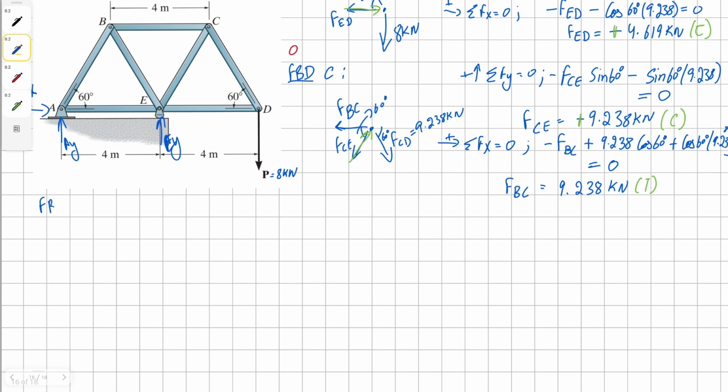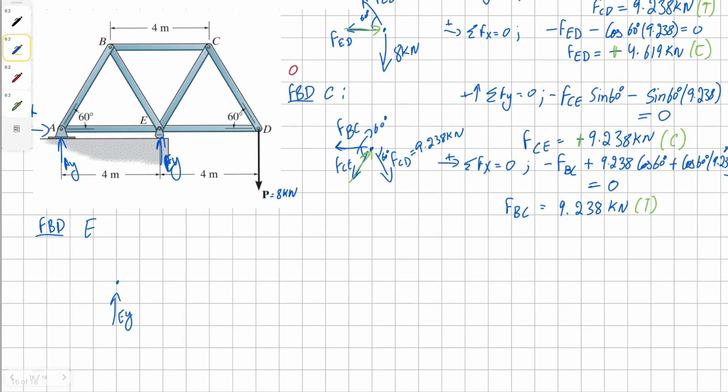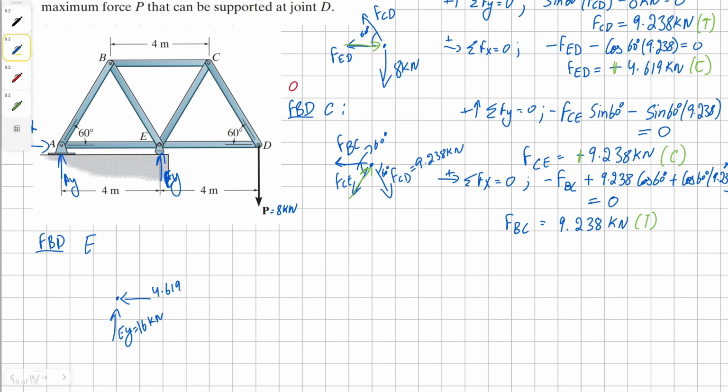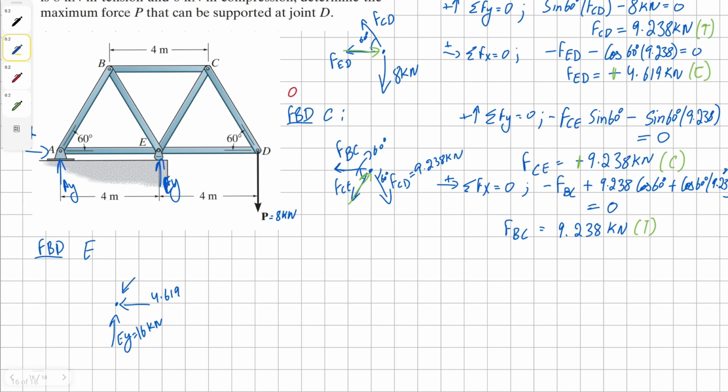Now we can draw the free body diagram for joint E. At joint E we have external force EY, just 16 kilonewtons. Then we have force ED in compression, force CE in compression, unknown force BE, and then unknown force AE.